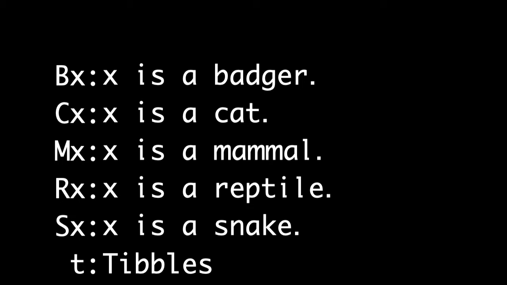Little t names Tibbles. However, there's something missing. Remember that we don't have a symbolization key for QL until we've specified a universe of discourse. Here, our UD will be animals. That means quantifiers range over animals. For all x means every animal, and exists x means for some animal.